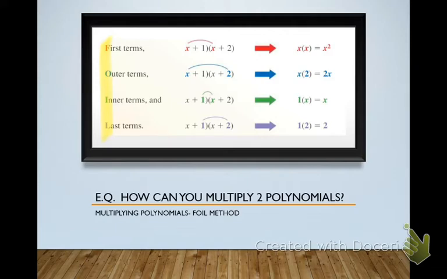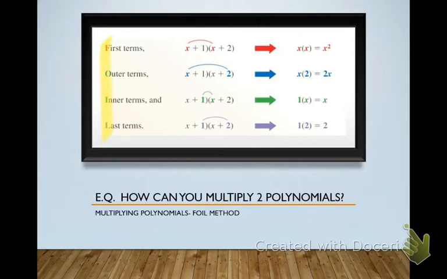FOIL is the method that I use when I'm multiplying binomials. We know that binomials are polynomials that have two terms in them. All right? So FOIL, this graphic shows us how it works. The very first thing I do is multiply my first terms in each binomial together. And x times x is x squared.